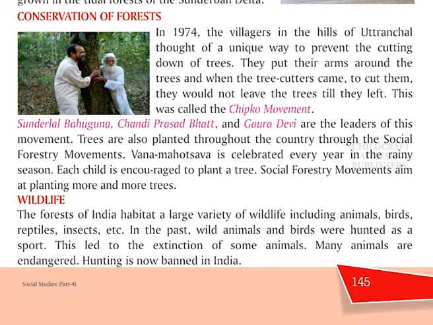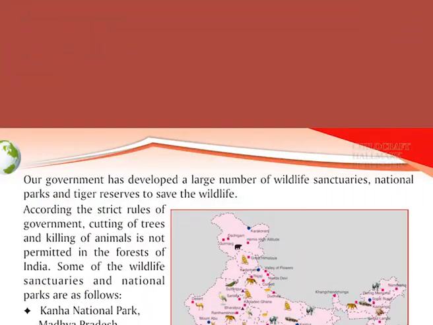Wildlife. The forests of India are habitat to a large variety of wildlife including animals, birds, reptiles, insects, etc. In the past, wild animals and birds were hunted as a sport. This led to the extinction of some animals. Many animals are endangered. Hunting is now banned in India. Our government has developed a large number of wildlife sanctuaries, national parks, and tiger reserves to save the wildlife.